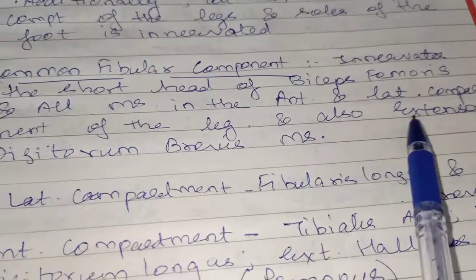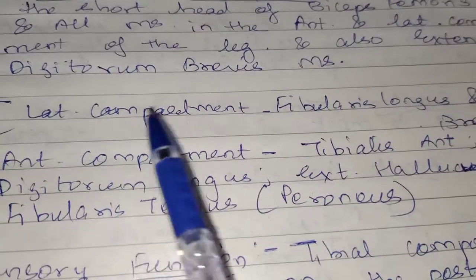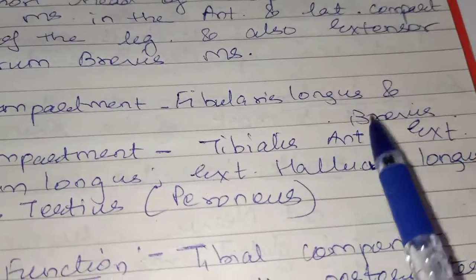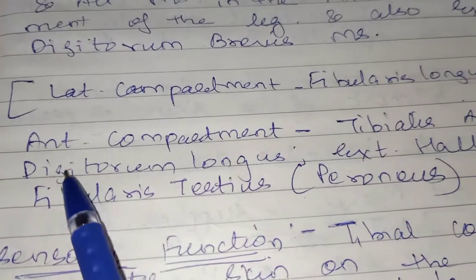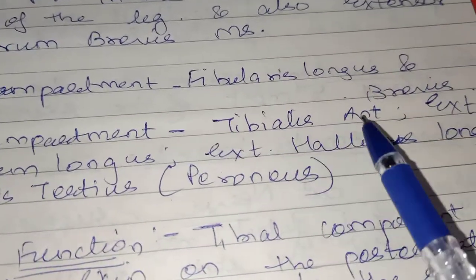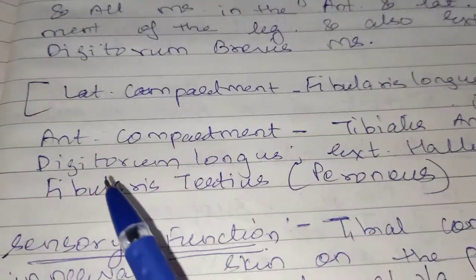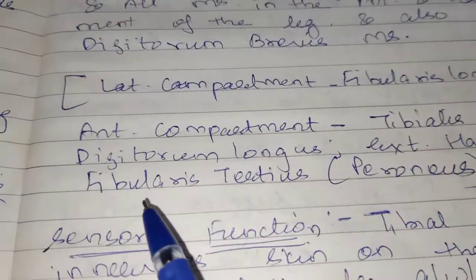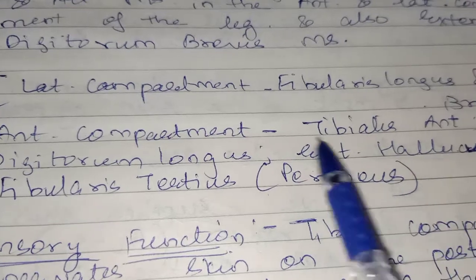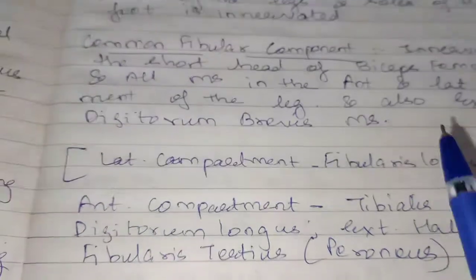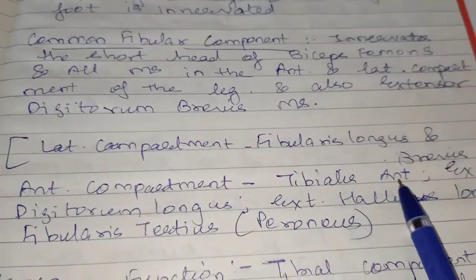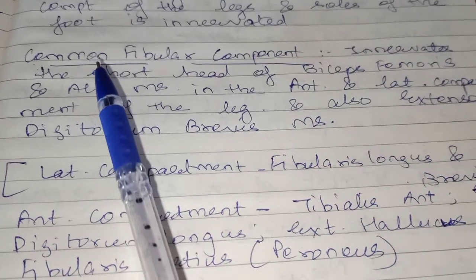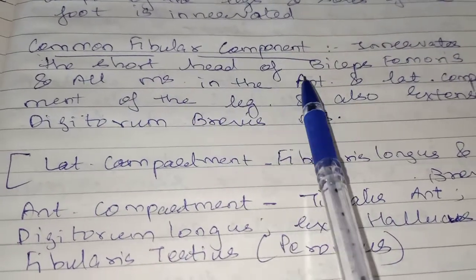Now anterior and lateral compartment. First we will see the lateral compartment, the fibularis longus and brevis. And the anterior compartment is tibialis anterior, extensor digitorum longus, extensor hallucis longus and fibularis tertius, that is peroneus tertius muscle. So all these muscles are supplied by the fibular component of the sciatic nerve.